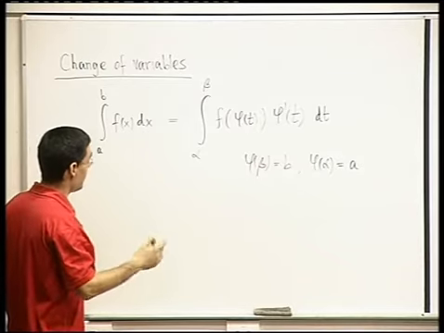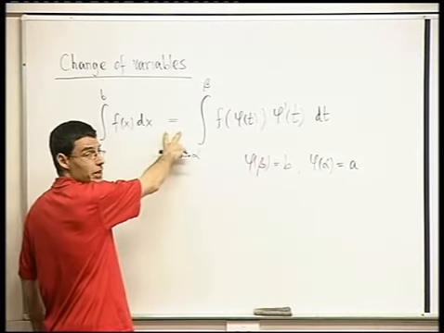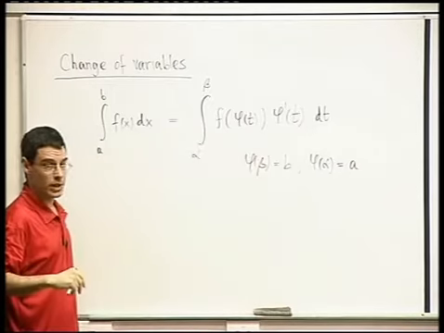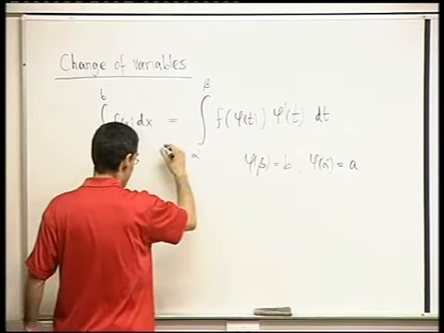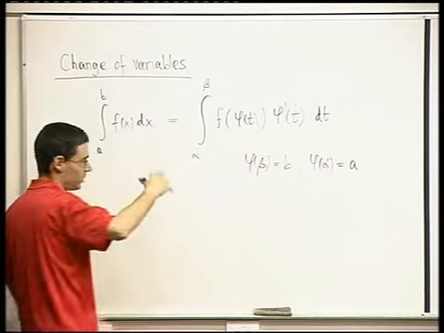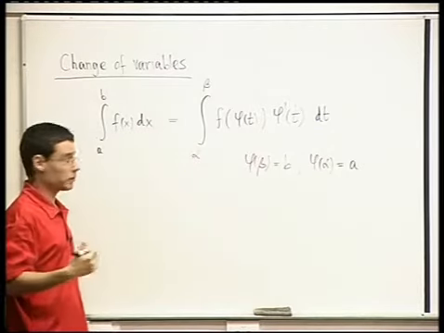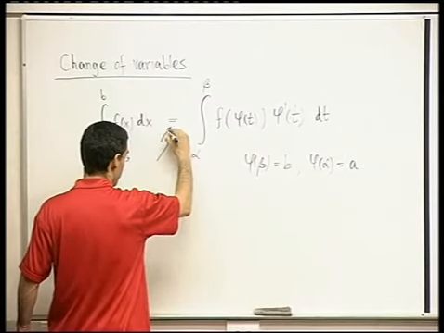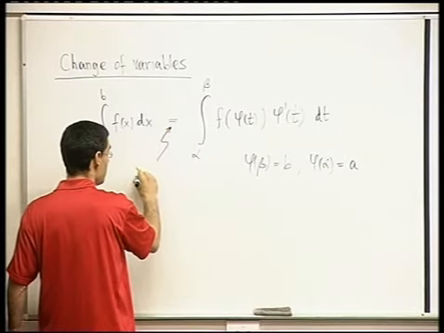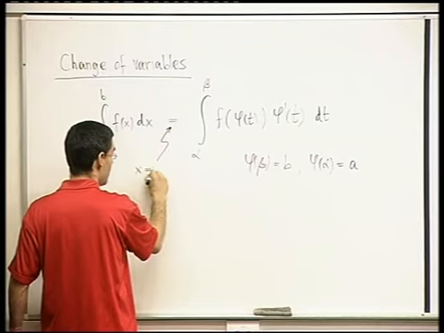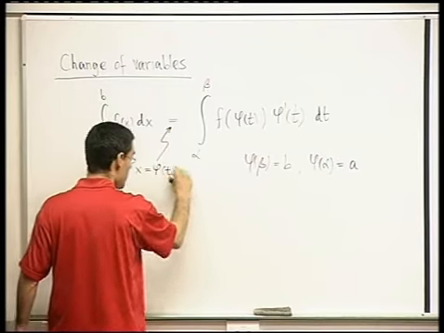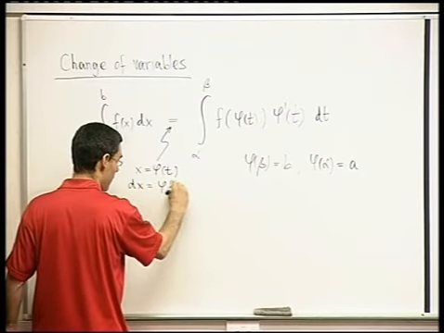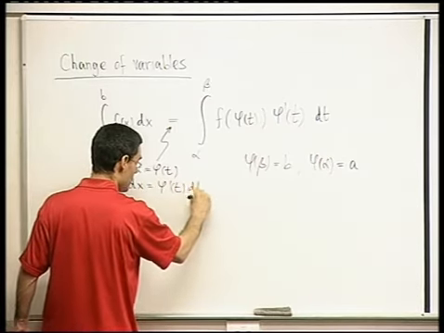When you do it in examples, usually you don't state the formula every time. You just write under the equal sign, or in some other way. There are various ways of expressing it, but sometimes you just write under the equal sign: x equals phi of t, and then you write dx equals phi prime of t dt.